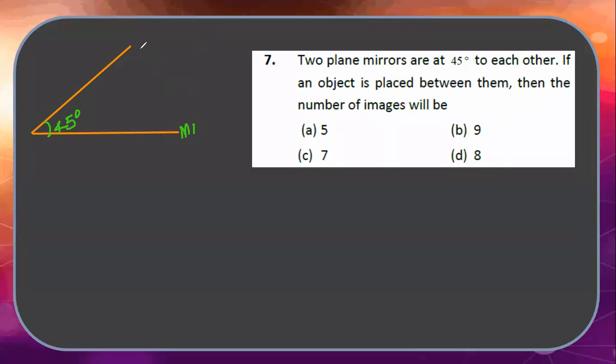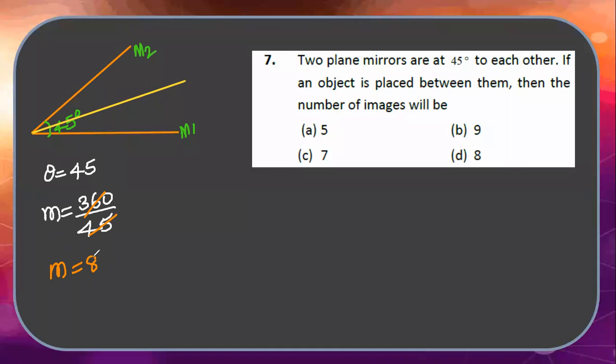These are the two plane mirrors M1 and M2. Then the bisector, if I take, this is the bisector. These are inclined at an angle of 45 degrees. Theta is equal to 45 degrees. Then M is equal to what? 360 divided by 45. It will get cancelled how many times? 8 times. M is equal to 8.